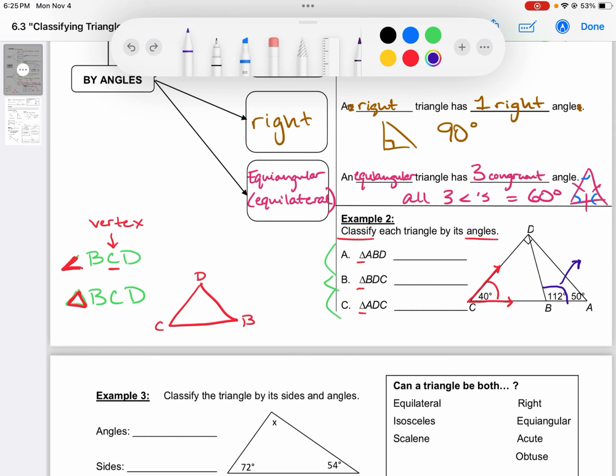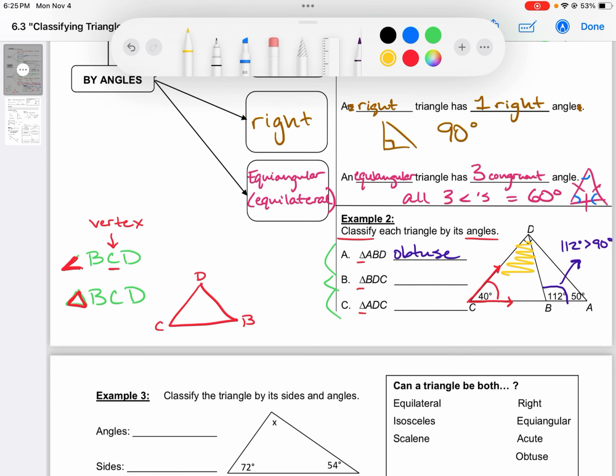So the fact that we have one angle greater than 90 degrees in there, 112 is greater than 90 degrees, means it is obtuse. And if you have one obtuse angle, you have an obtuse triangle.